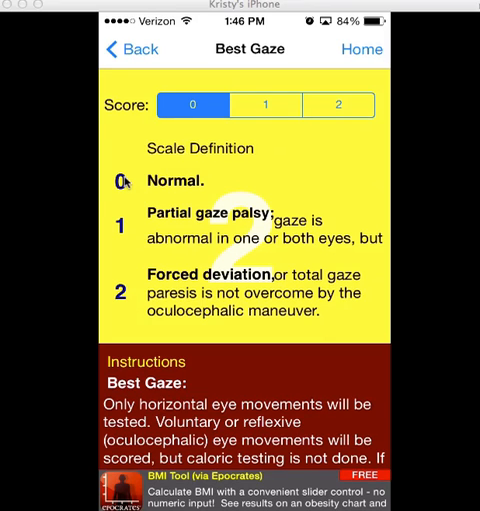Next, we will look at patient's gaze. This can be performed by having the patient follow a pen light or establishing eye contact with the patient and moving from one side to the other. A gaze palsy is present if the patient is unable to follow the examiner or pen to one side. This will score a 1. If the patient's gaze is fixed to one side and cannot return to the midline, a score of 2 will be given.